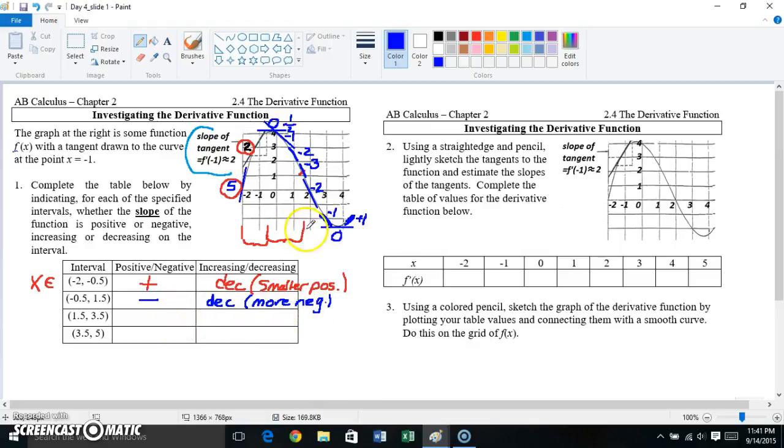All right, let's look between 1.5 and 3.5. Right, so roughly where that 0 is happening. Okay, the slopes are negative. We're going from negative 3 to negative 2 to negative 1 to maybe negative 1/2 to negative 1/4. Okay, slopes are still negative, but when you go from negative 3 to negative 2 to negative 1 to 0, your slopes are increasing.